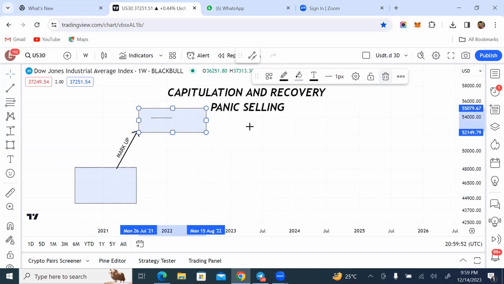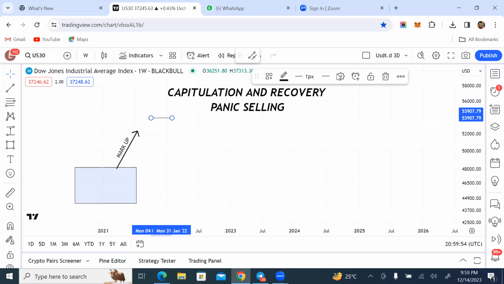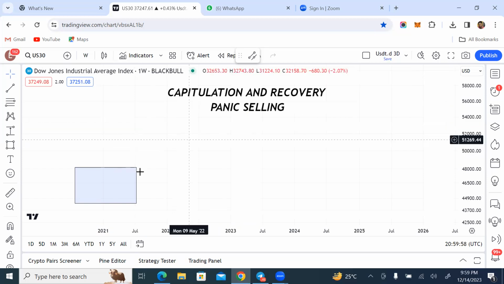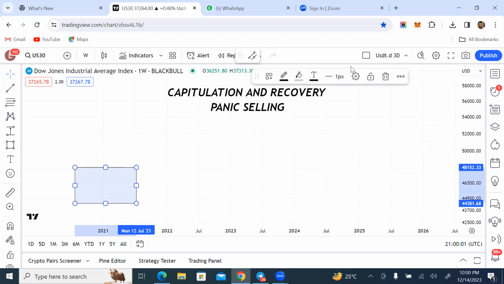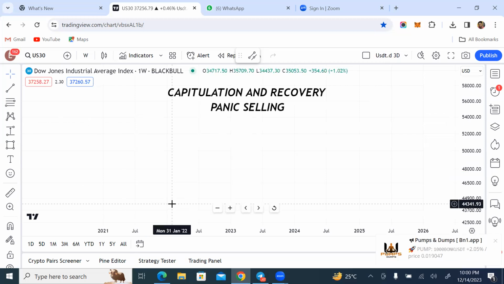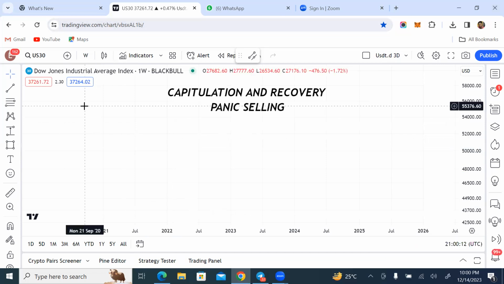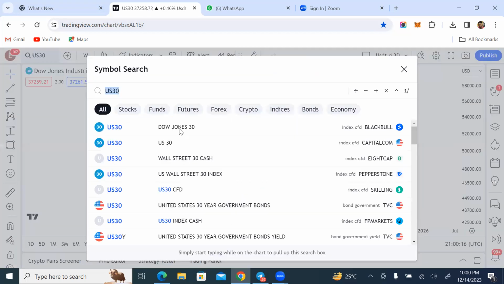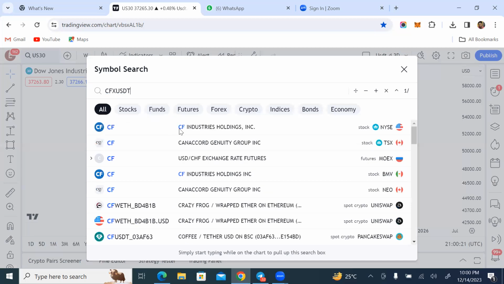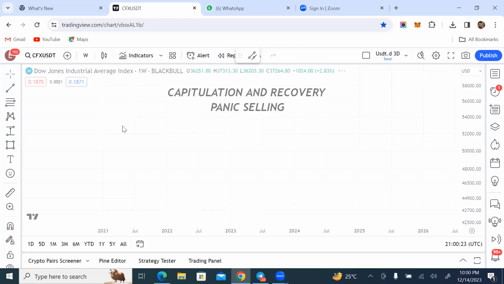So capitulation, on the other end of the spectrum, is panic selling. Now, when panic selling happens, you know the first criteria you're going to see? You're going to see an impulsive move. You know what? Let's just go straight to our chart. Let me show you what I'm saying.